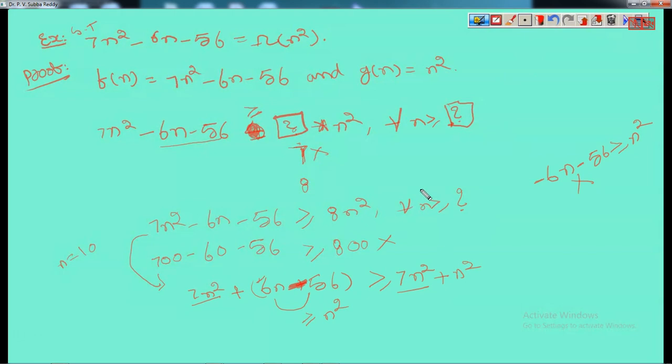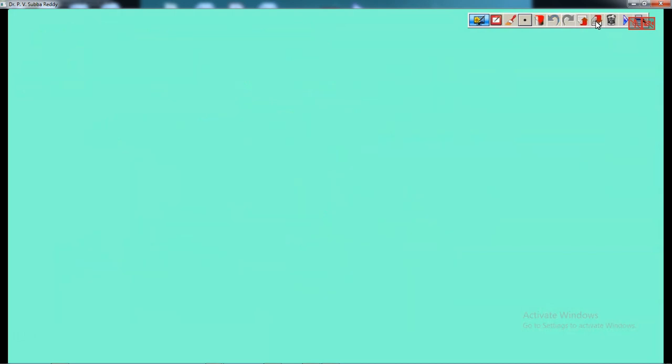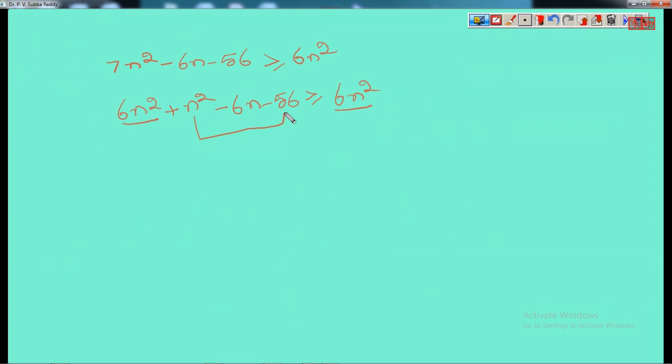Then what should I do? So here, if I take 6, then what happens is, 7n square minus 6n minus 56 should be greater than or equal to 6n square. That means this can be written as 6n square plus n square minus 6n minus 56 should be greater than or equal to 6n square. Now this 6n square gets cancelled. That means what is the final we get? This part remains. If this part is greater than or equal to 0, this entire value will be greater than or equal to this value. That means n square minus 6n minus 56 should be greater than or equal to 0.